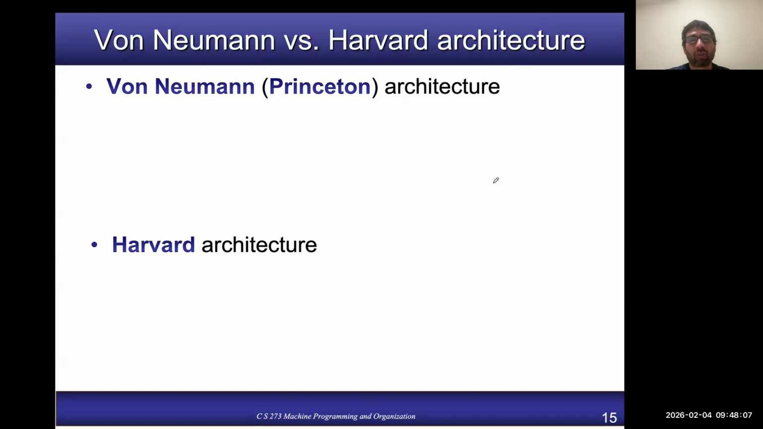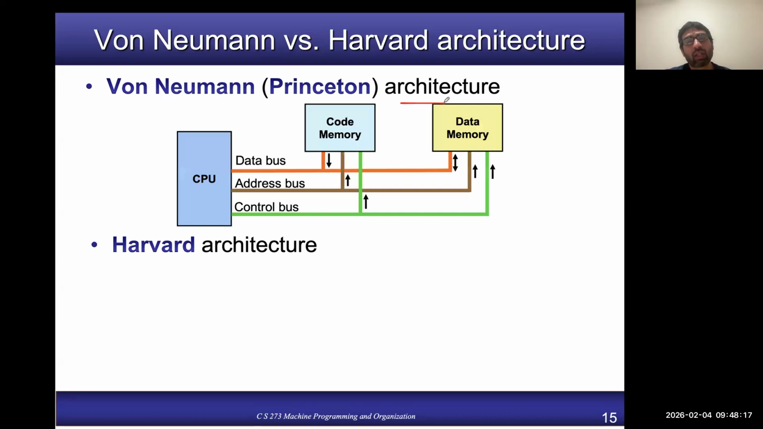So there are two main types of architecture in terms of how they access the memory. One is von Neumann or Princeton architecture. Here the main feature is that you have one memory to hold code and a different memory chip to hold data, but both are connected to the CPU using the same data bus, address bus, and control bus, right? Which means if the CPU wants to read an instruction, it will use the address bus, the data bus, and the control bus to read the code memory.